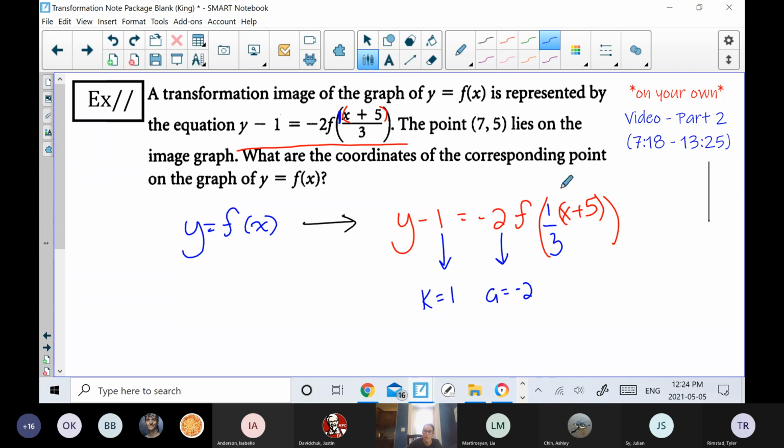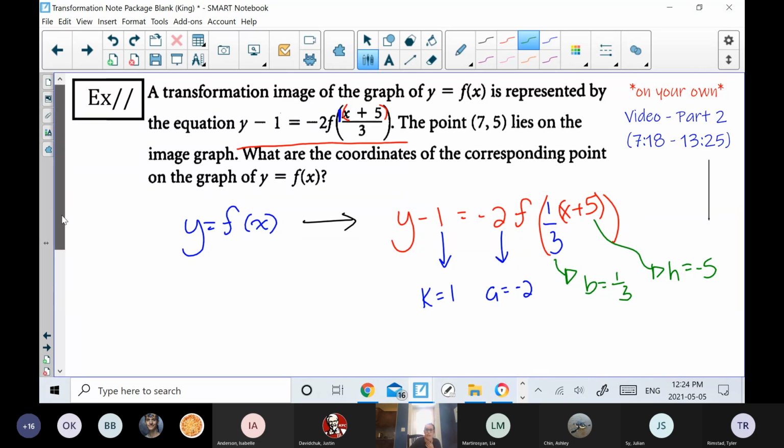Here's my horizontal. That is my b parameter. B is equal to 1/3. This guy is my h parameter, and h is equal to -5, so it's going to go 5 to the left. So these are the transformations happening in this. Actually, there are 5 different transformations, because there's a reflection as well.